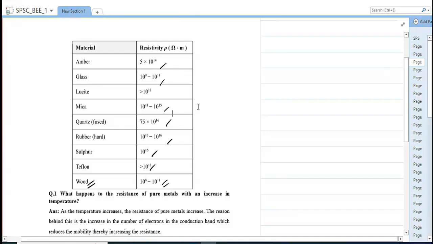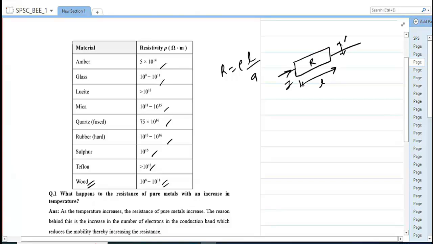And resistance depends on the physical property of the material, means R is equal to rho L upon A. If I am asking, this is a material, and some current I is flowing through it, and its resistance is R, and its length is L, and its cross sectional area is A. If I stretch this wire, and now its length increases from L to L1, what will happen to its resistance?